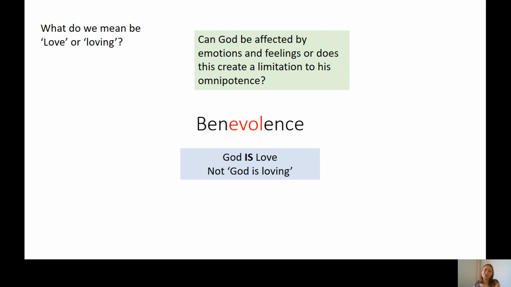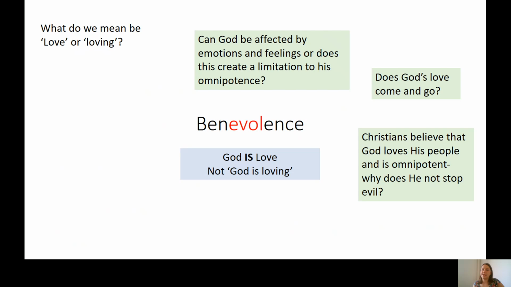So it does raise some big philosophical questions for us, such as, can God be affected by emotions and feelings? We think about love as a feeling. So does God have feelings? Does that mean that they change or perhaps limit his omnipotence in some way? Does God's love come and go? Can God love somebody one day and not love them the next? Christians believe in God's love for his people and that he's omnipotent or powerful. So why doesn't God stop evil? The unit that we did on the problem of evil has a big link to this topic. And why does God allow us to make wrong choices if God knows that they will end up hurting us?